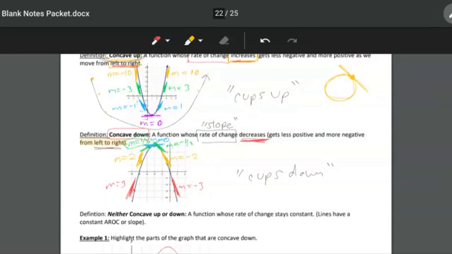Some graphs don't cup up or cup down. And think about if they're not curving up and they're not curving down, usually a graph like a straight line.